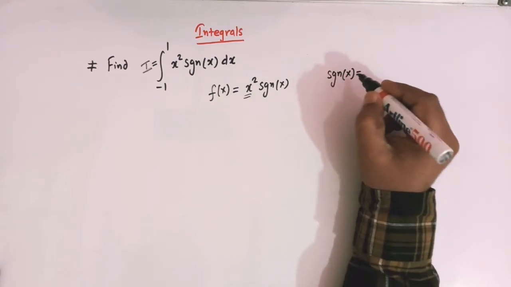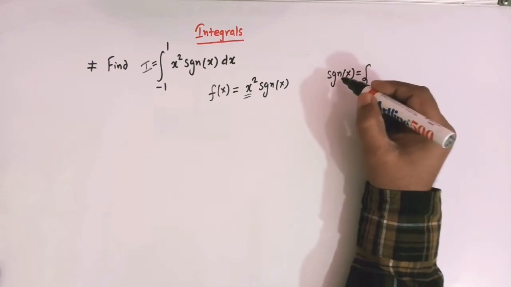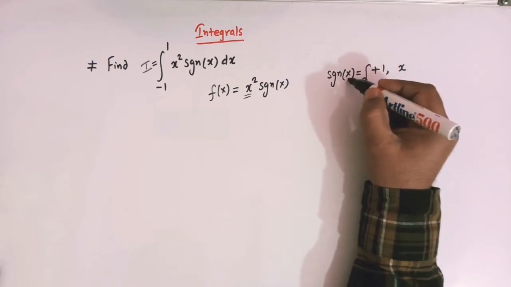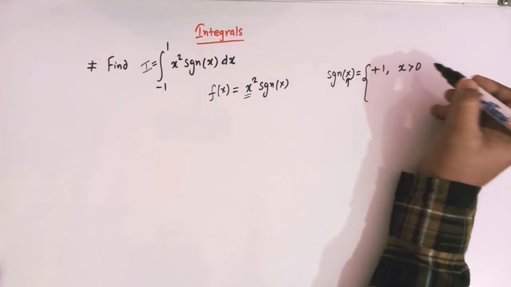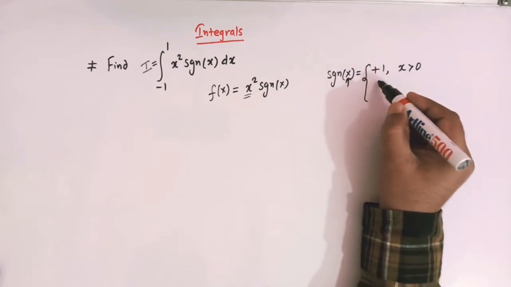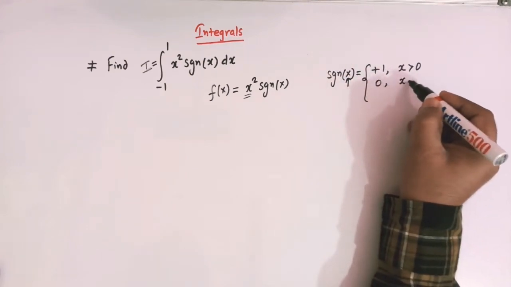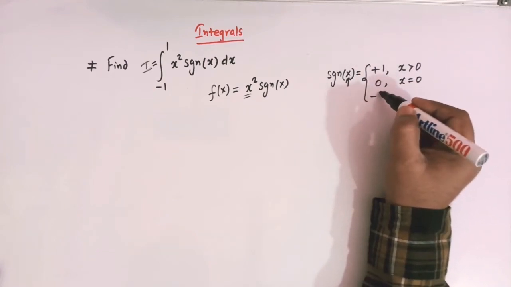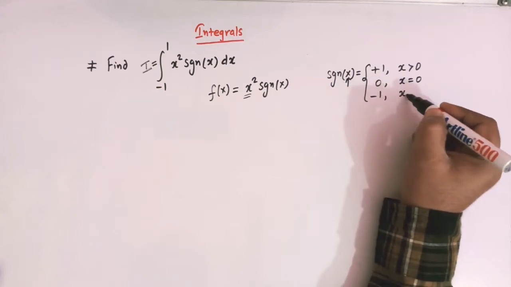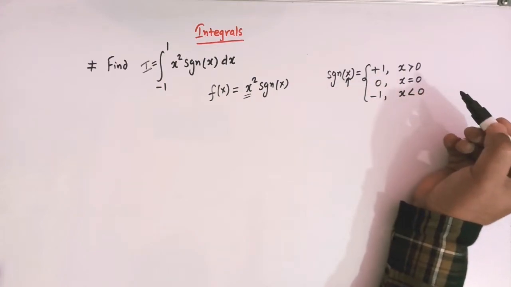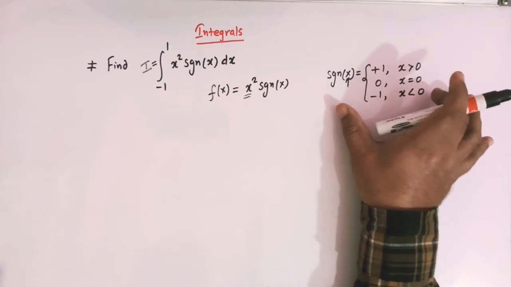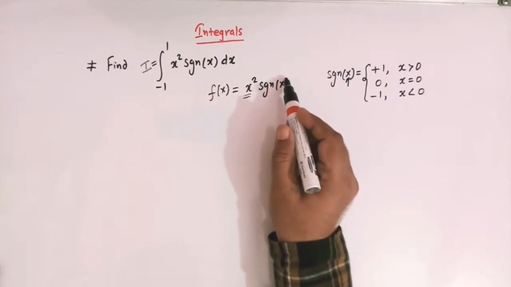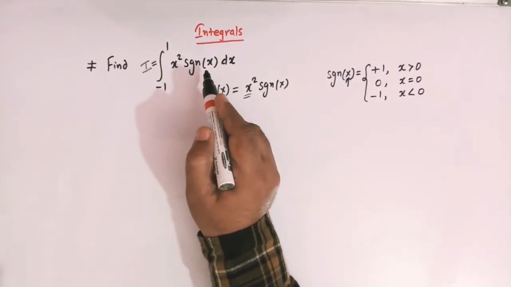The signum function of x is defined like this: signum of x takes the value +1 whenever x is greater than 0, and signum of x is equal to 0 whenever x is equal to 0, and signum of x will take the value -1 for all x which are less than 0. So here we are going to apply this definition in order to simplify this integrand.